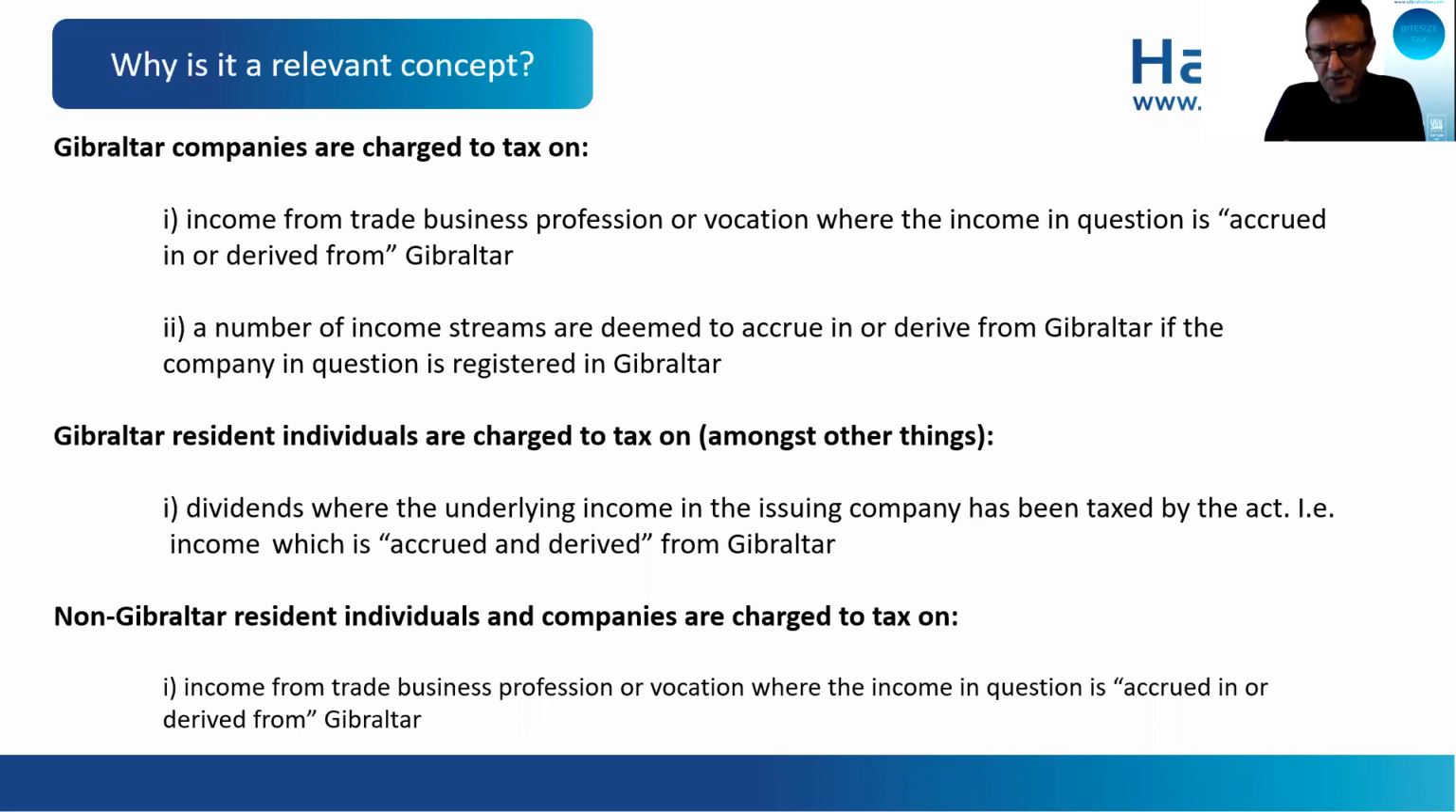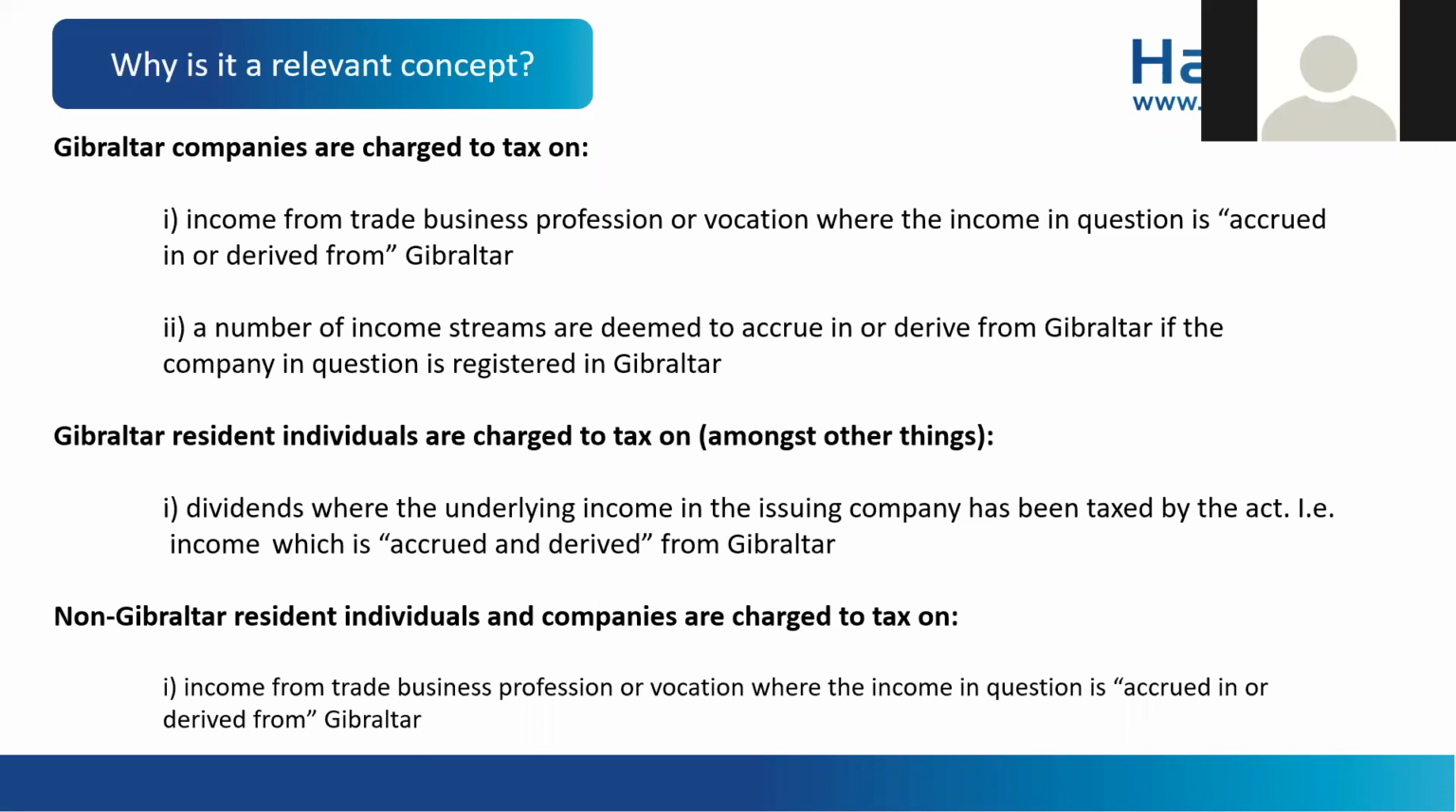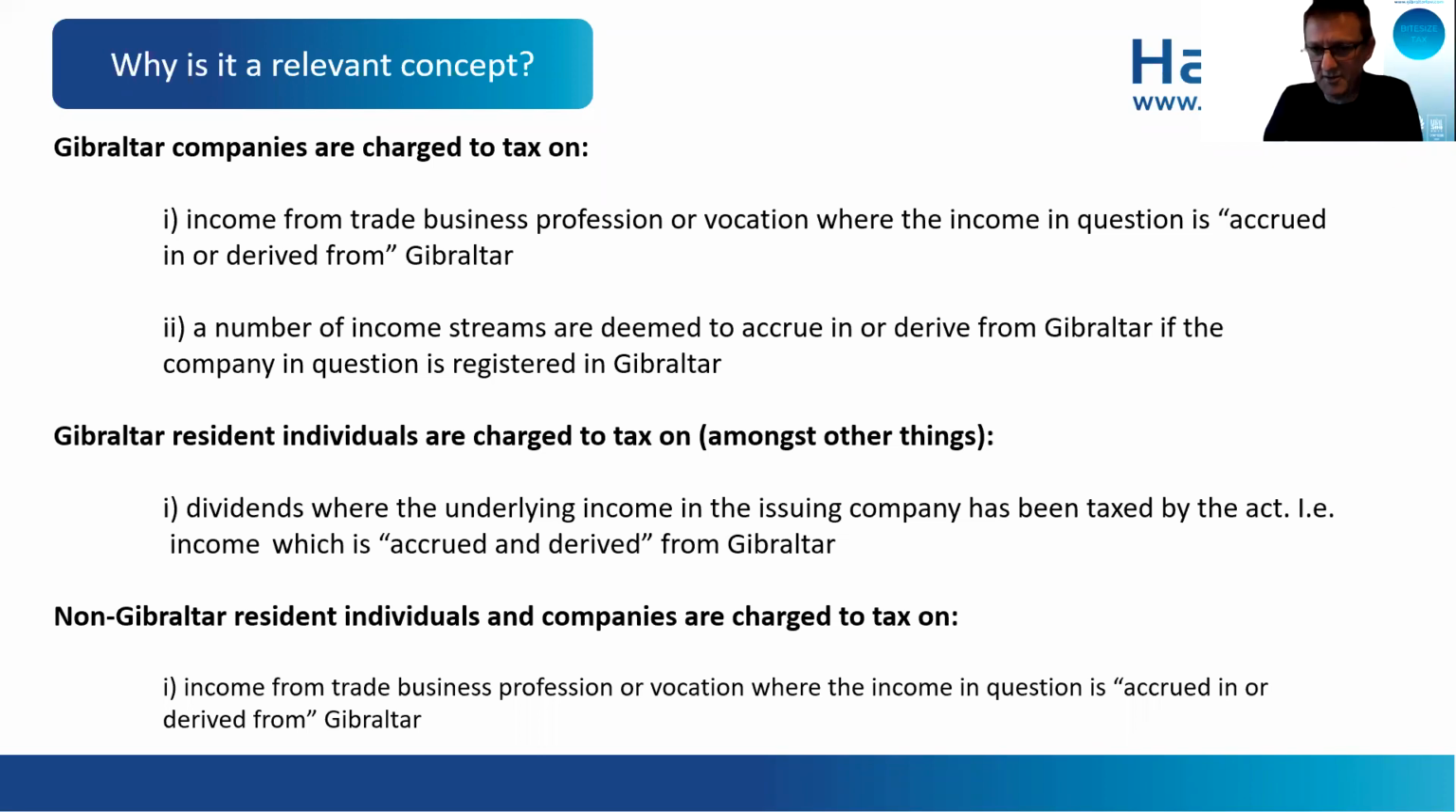Gibraltar resident individuals are charged to tax primarily on a worldwide basis for their income from trade, business, professional vocation, but accrued and derived is relevant to them in certain circumstances where they receive a dividend from a company where the underlying income in the issuing company has been taxed in accordance with the Act, i.e. it is income which is accrued and derived from Gibraltar, then that individual will pay tax on that.